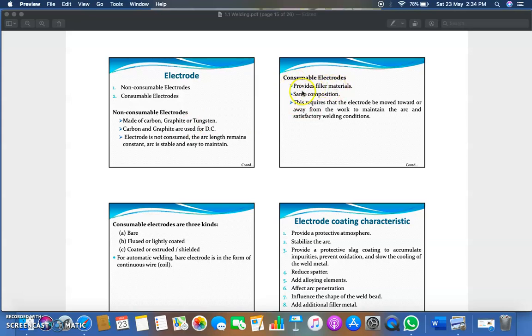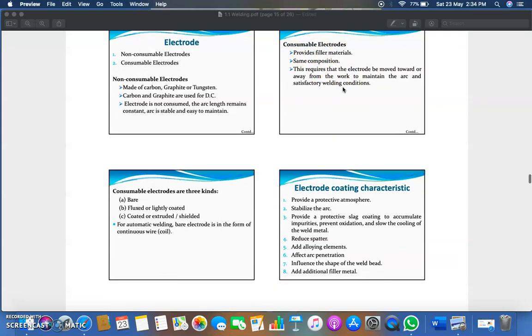Consumable electrodes provide filler material, means you have to provide filler material with the same composition. This requires that the electrode be moved towards or away from the work to maintain the arc. Means you have to move the electrode either away or towards to maintain the arc and satisfactory welding conditions. So this is the way of utilization of consumable electrodes whenever you are doing any kind of welding.